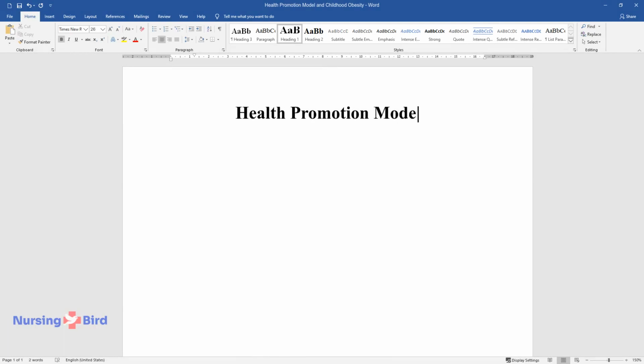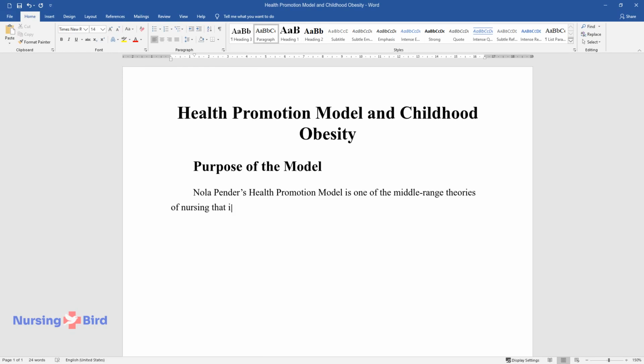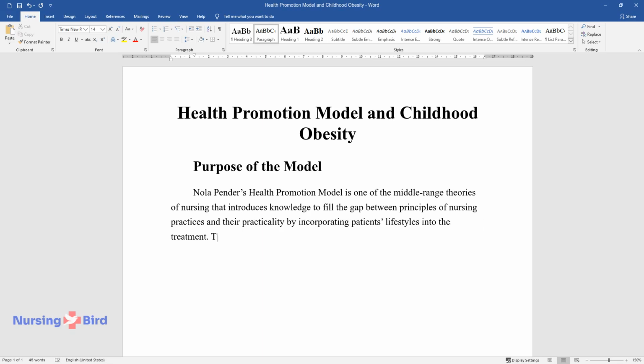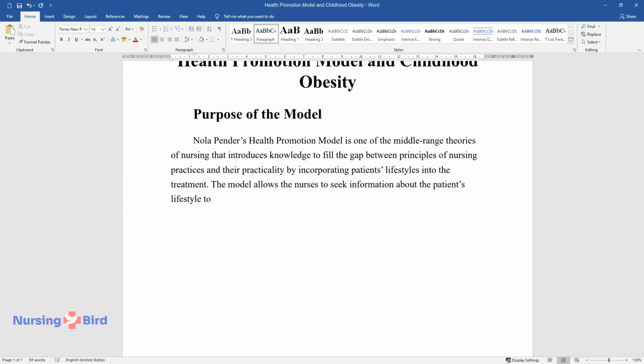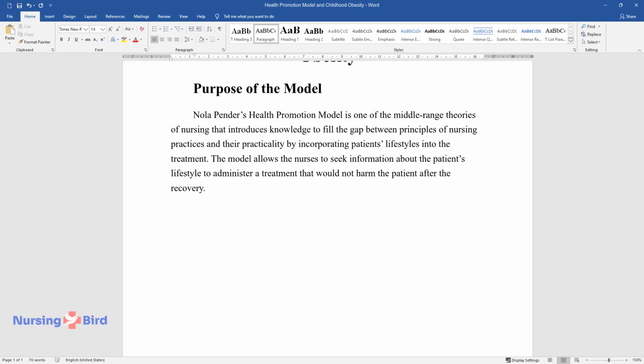Health Promotion Model and Childhood Obesity. Purpose of the model. Nola Pender's health promotion model is one of the middle-range theories of nursing that introduces knowledge to fill the gap between principles of nursing practices and their practicality by incorporating patients' lifestyles into the treatment. The model allows the nurses to seek information about the patient's lifestyle to administer a treatment that would not harm the patient after the recovery.